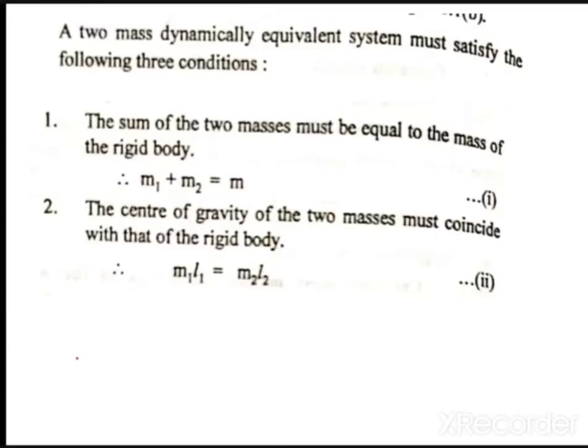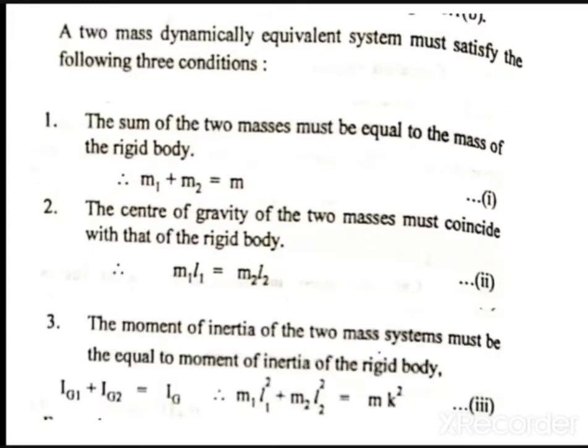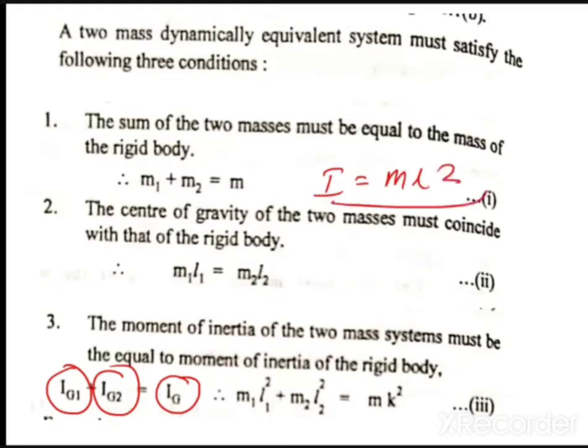These are the two conditions. Now the moment of inertia of the two masses must be equal to the moment of inertia of the rigid body. Let us say that Ig is the moment of inertia of the rigid body, and Ig1 and Ig2 are the moments of inertia of the two masses. So what is Ig1 now? I is nothing but m l square, so m1 l1 square. The I for this particular body, the mass moment of inertia of a body having mass m and length l, is nothing but m l square. This we have already studied in strength of materials, right?